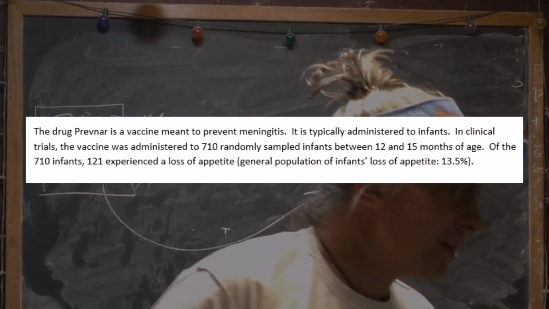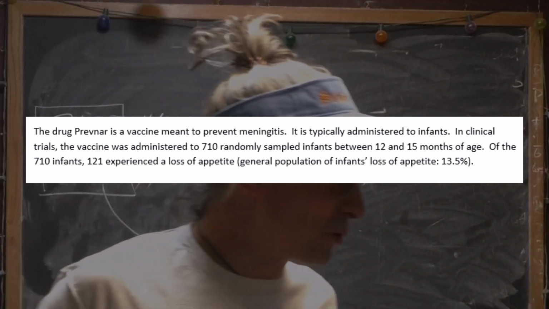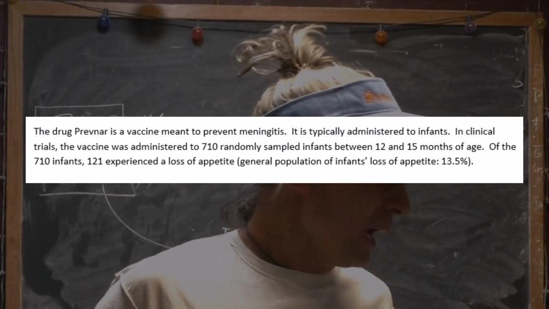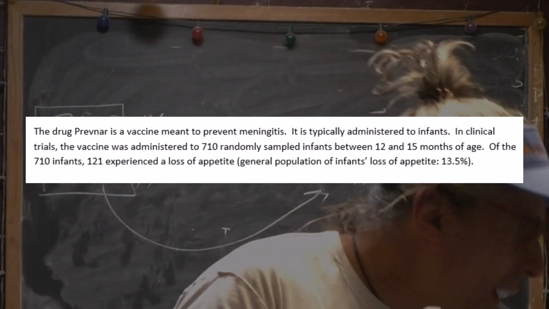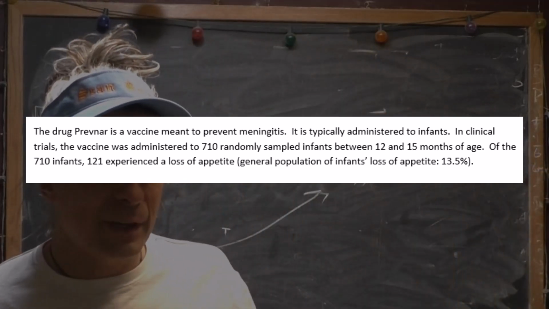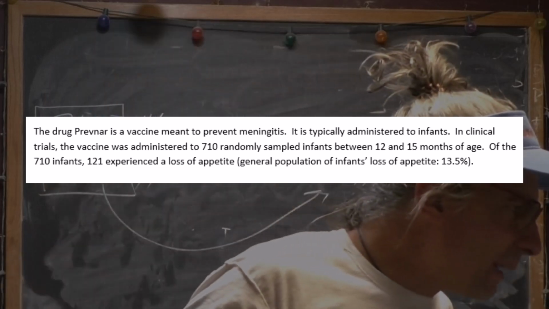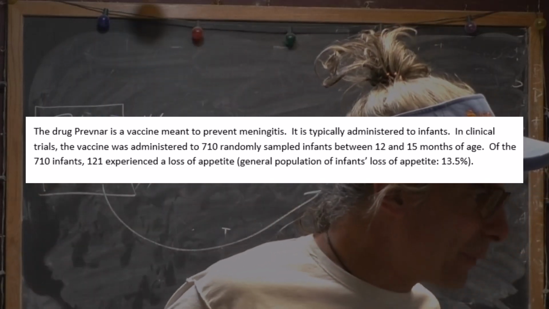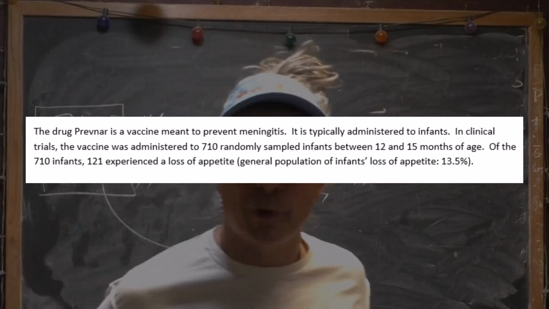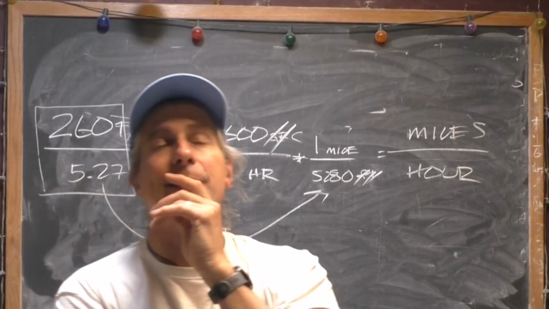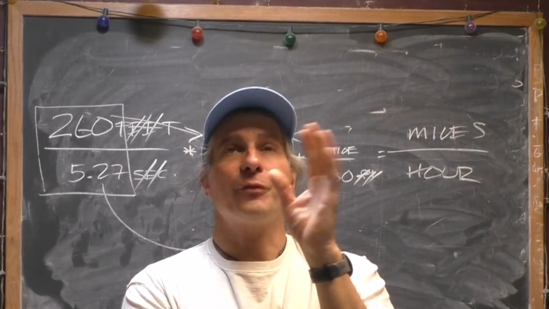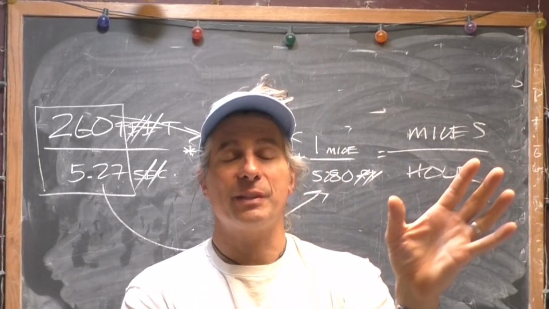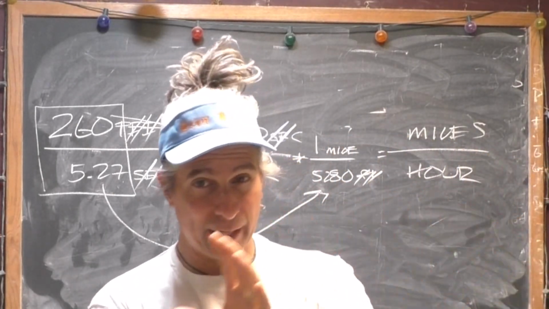We gave it to 710 randomly sampled infants between 12 and 15 months of age. 121 experienced loss of appetite out of the 710. And parenthetically, in the general population of infants, loss of appetite is 13.5%. So what this tells us is we want to see if there's any distinction between the loss of appetite of those on Prevnar and the loss of appetite in the general population.